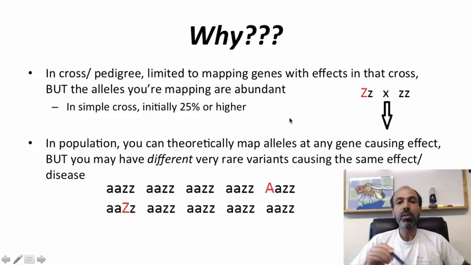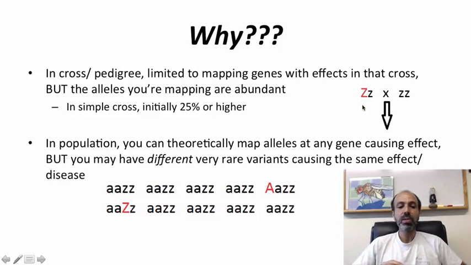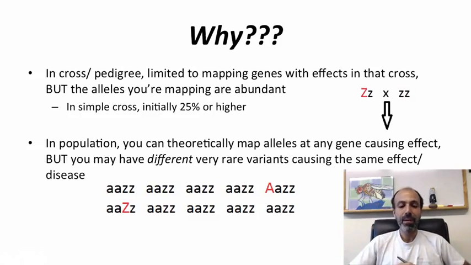But the alleles you're mapping are initially abundant, right? If you're crossing, say, an individual with big Z, little z, across the little z, let's say this is the one that actually causes the mutation. In that initial cross, the fraction of chromosomes that have the mutation is 25%. So your ability to detect it is very high.